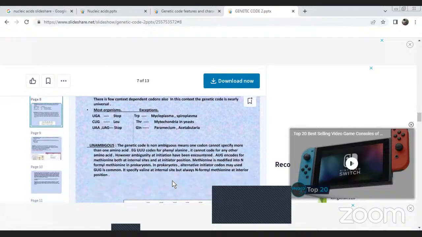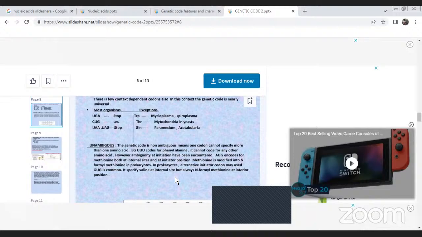The genetic code is non-ambiguous, which means one codon cannot specify more than one amino acid. What is the meaning of unambiguous? The genetic code is non-ambiguous. One codon cannot specify more than one amino acid. For example, the triplet UUU codes for phenylalanine. It cannot code for any other amino acid.